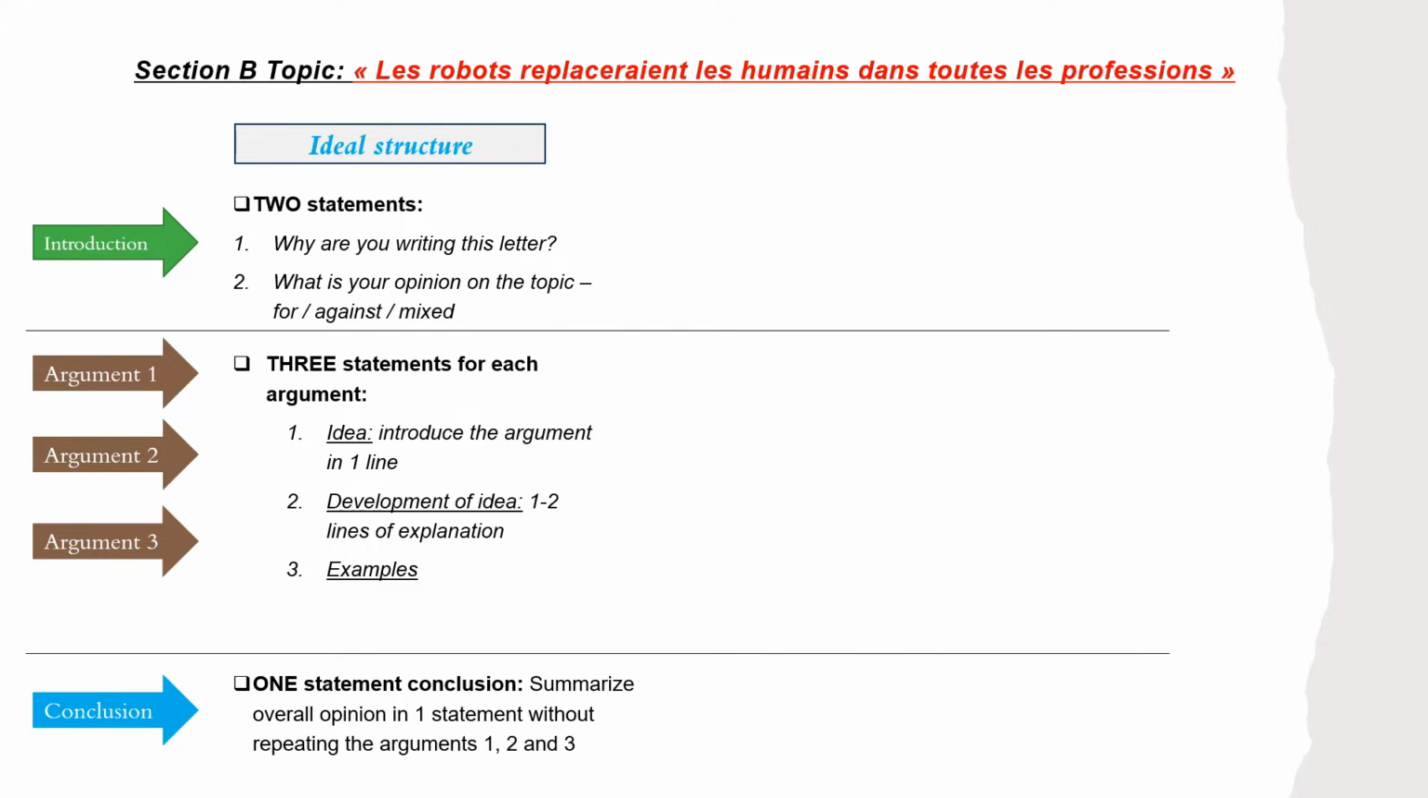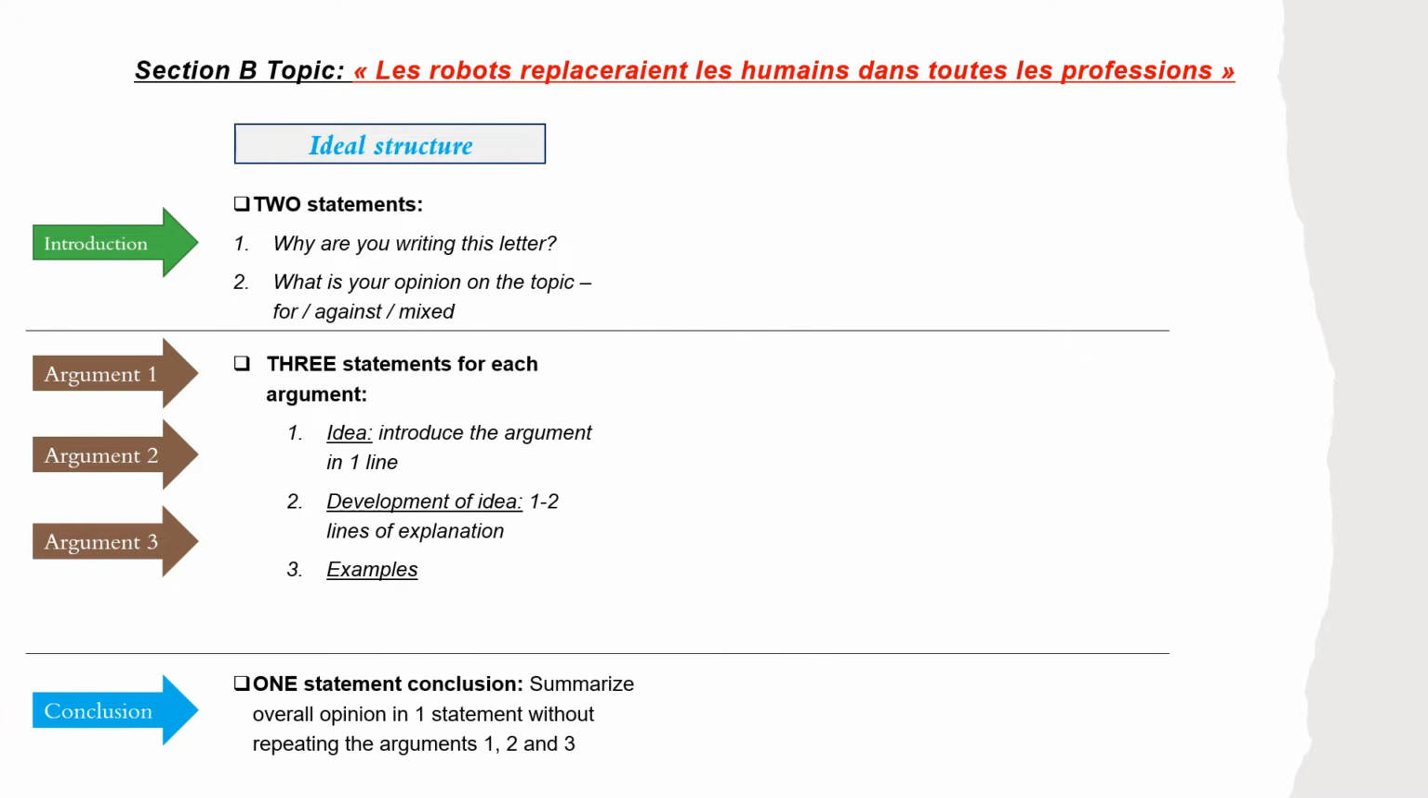Now let's look at one example. Les robots remplaceraient les humains dans toutes les professions. Robots will replace all human beings in all the professions. So the ideal structure that you should be using for a letter is this. First, give your introduction. An introduction should not be more than 2 lines. Then give three arguments. Those could be in support of the topic or against the topic, and then conclusion.